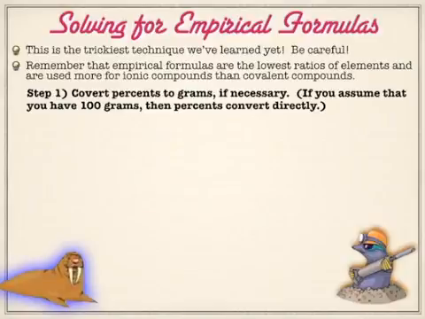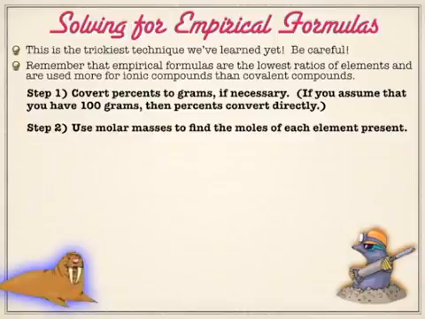We need to get grams, and then we can take grams and go to moles. Now, if for some reason they actually give you the grams to start with, then you can skip this step. You've got grams right away, and then you can take grams to moles. But usually you're given percents of each element. But again, if you're given grams of each element, then you're that much closer. All right, and then what we're going to do with the grams is take the molar masses off the periodic table and then figure out the moles of each element present.